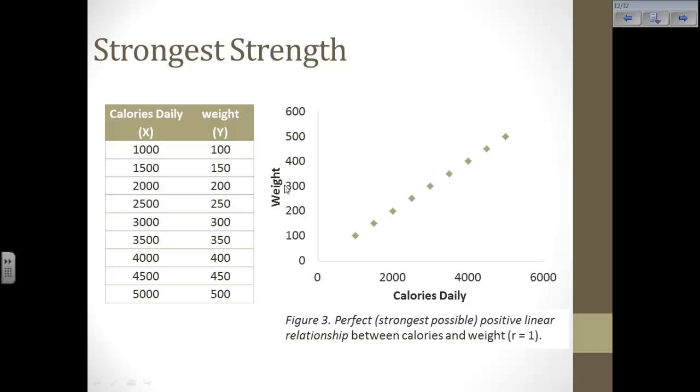So here's an example of a perfect linear relationship, a correlation of 1. And it's positive 1 because, as you see, it's changing in a positive direction. It's an upward slope. And check this out. For each 500 calorie increase across study participants, you see a consistent increase of 50 pounds in their weight. Perfect relationship. And when you plot it out, you see that perfect straight line.